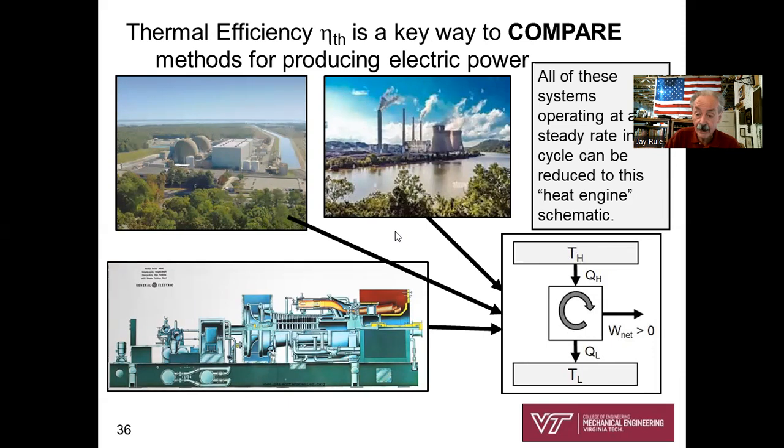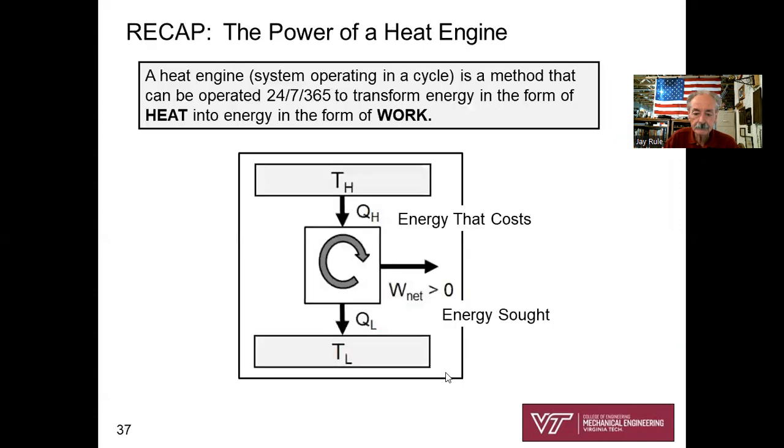BTUs per hour, that would be a rate. Kilowatts, that would be a rate. That's kilojoules per second. All of those operate at a rate continuously. And all of these 3 power plants and more can be reduced to this schematic. This is why we engineers in practice are able to compare how these 3 stack up against each other in terms of efficiency. And we can answer that. When you get through this course, you're going to be able to answer that question. But they can all be reduced to this basic schematic.